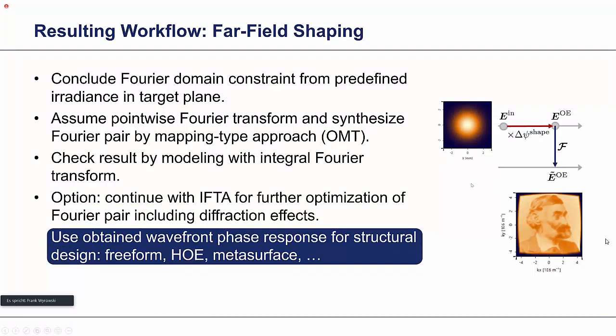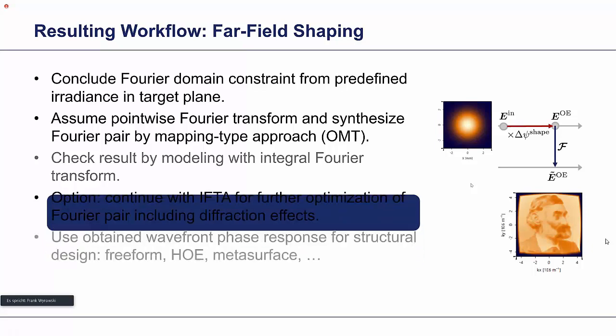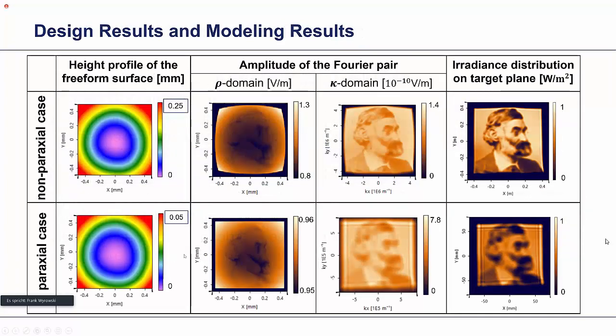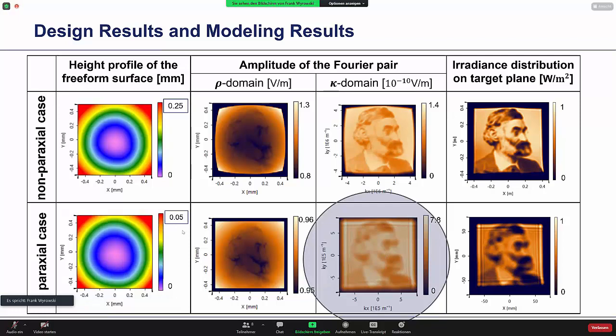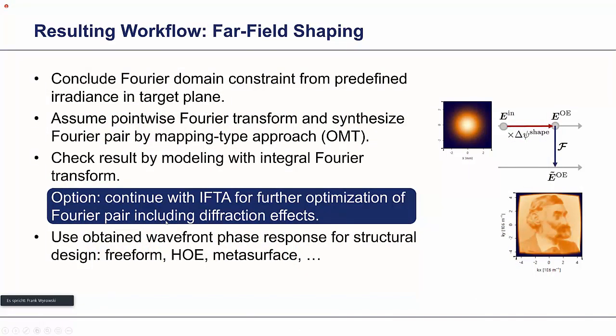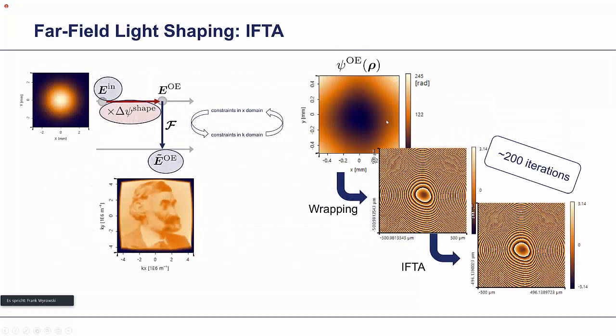That's a structural design. We had already an example where the modeling of the integral Fourier transform gave a problem. That was in this example here. So that means here we can now take our next step. We continue with the IFTA. And let's do it. So we start with our OMT result.